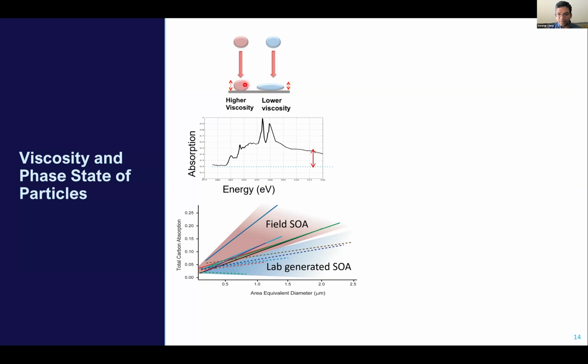These particles can have lower viscosity, compared to ones that have higher viscosity and maintain their spherical shape. A previous study shows that lab-generated secondary organic aerosol can be more like a liquid state. Basically, if the slope is lower, that means these are liquid, compared to field-collected particles, which can be in the solid state.